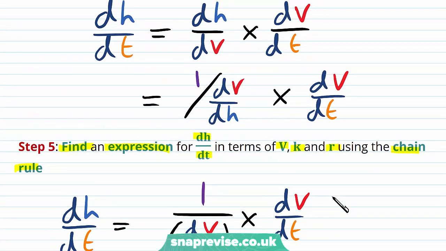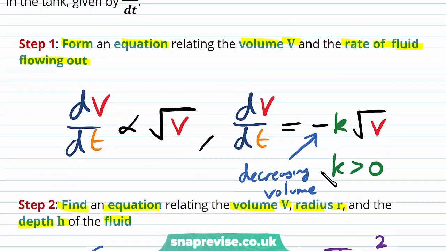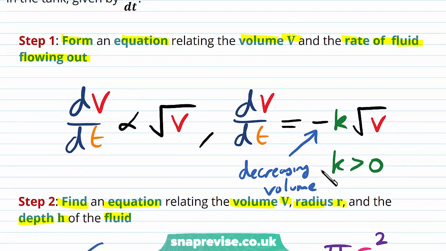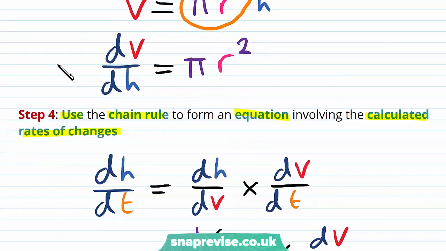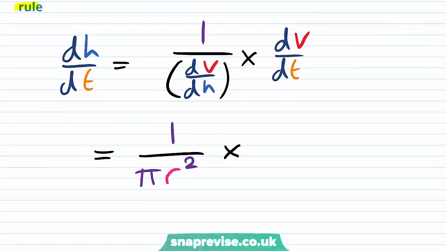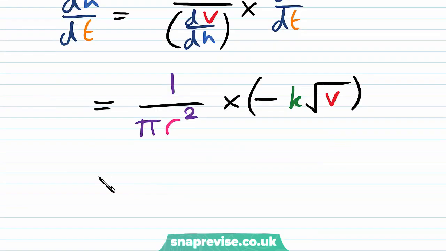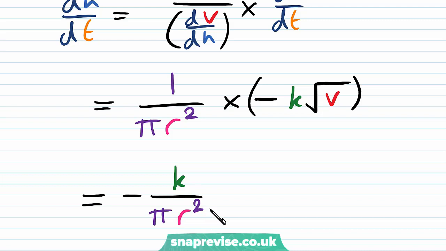And then dV by dt we found right at the beginning was equal to minus k root V for some constant k strictly greater than 0. And so we multiply by this minus k multiplied by root V. And therefore we bring it all together and we get minus k divided by pi r squared, and then we have the root V. And we should mention that k and r are constants.